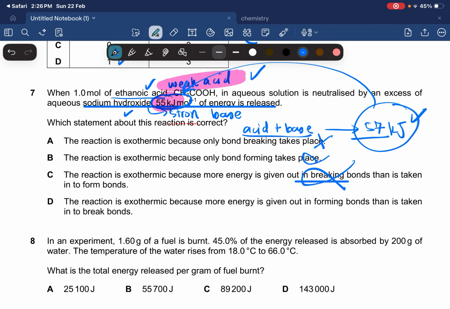More energy is given out. Energy is never given out when you break bonds. When you break bonds, you've got to give in energy. The reaction is exothermic because more energy is given out in forming bonds than is taken in breaking bonds. Yeah, that's correct. When you form bonds, you release energy.